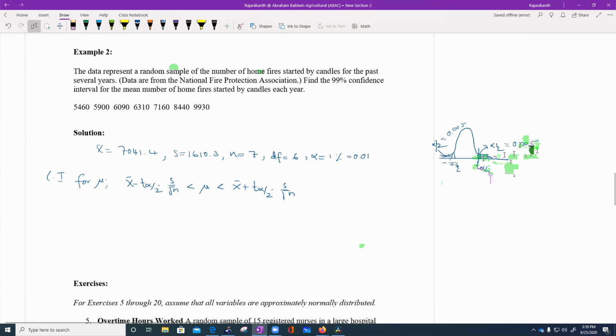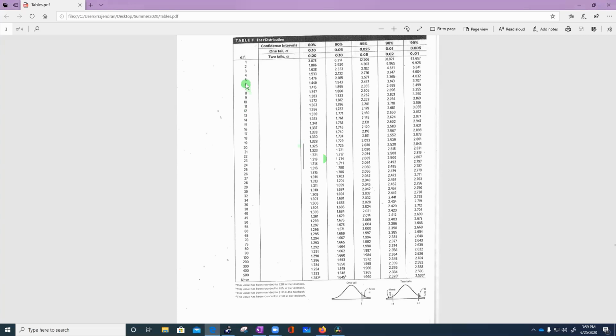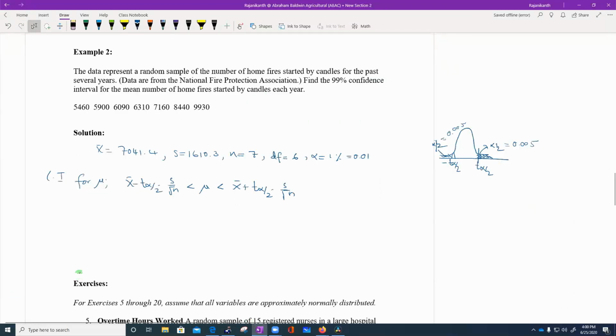You remember the right side area is now 0.005 with degrees of freedom 6. So 0.005 with 6. Go to your table. Need degrees of freedom 6 and 0.005 under one tail. 0.005 is the last column. So look for degrees of freedom 6. It is 3.707. So my t alpha over 2 by using the table is 3.707.